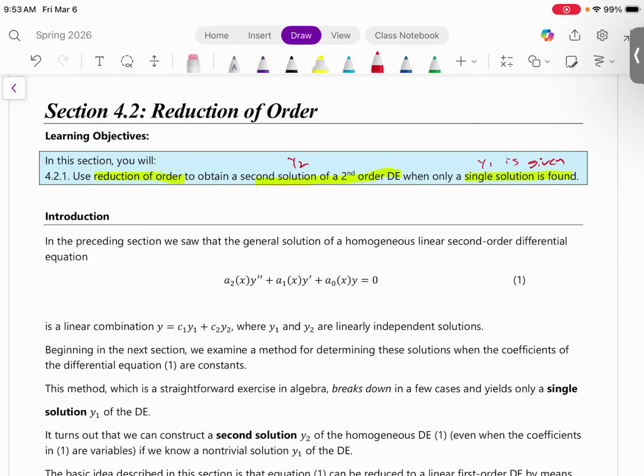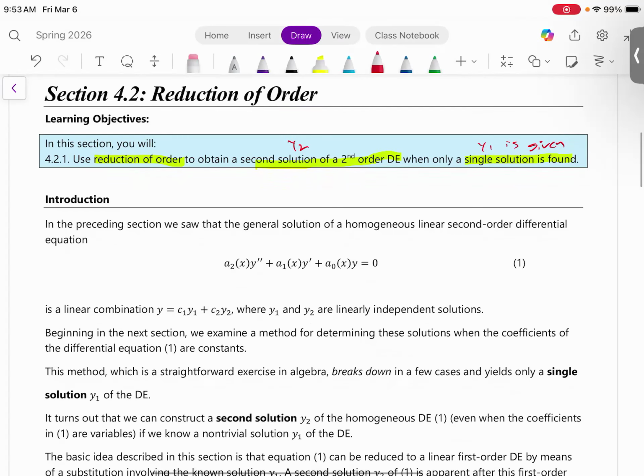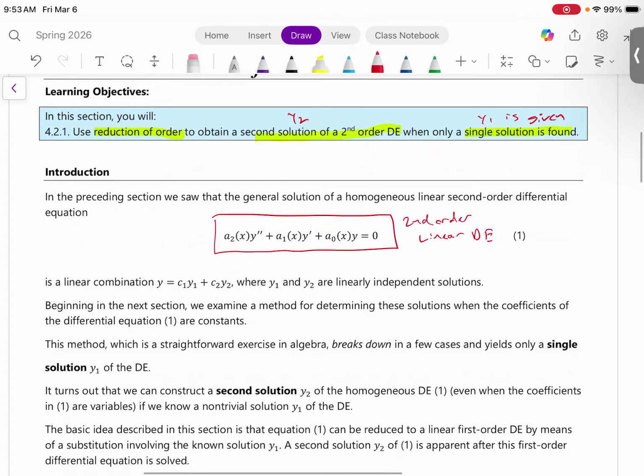And so we're dealing with a second order linear homogeneous differential equation. And as we've seen, solutions to this type of differential equation are a linear combination of this form: y equals some constant C1 times a solution y1 plus a constant C2 times a function y2. And we've seen that y1 and y2 need to be linearly independent.